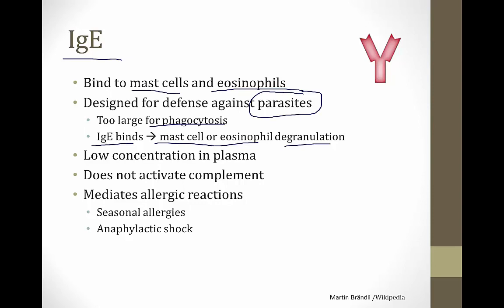There's a low concentration of IgE in the plasma, and it does not activate complement. And its major medical importance, especially in Western societies, is in allergic reactions. Most people aren't exposed to many helminths or parasites, but many people have allergic reactions. And IgE is important for mediating seasonal allergies and anaphylactic shock. And I talk about this in more detail in the module on hypersensitivity reactions.